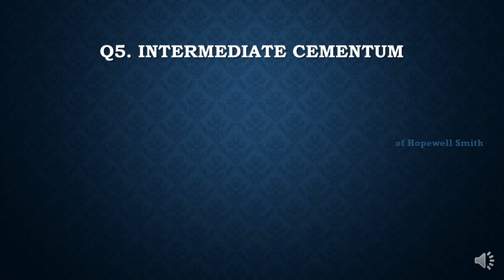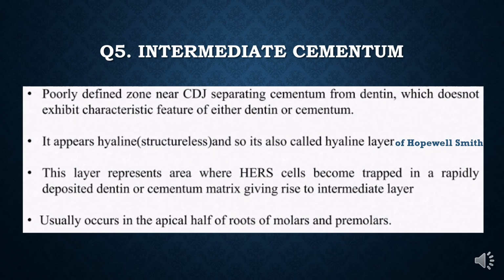Question is intermediate cementum. It is a poorly defined zone near the cemento-dentinal junction, separating cementum from dentine, which does not exhibit characteristic features of either dentine or cementum. It appears hyaline, that is structureless, and so it's also called the hyaline layer of Hopewell-Smith. This layer represents the area where Hertwig's epithelial root sheath cells become trapped in a rapidly deposited dentine or cementum matrix, giving rise to an intermediate layer. It usually occurs in the apical half of roots of molars and premolars.